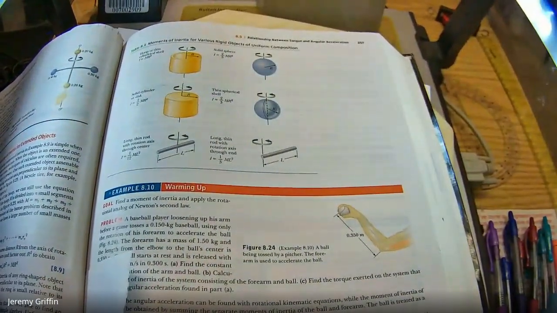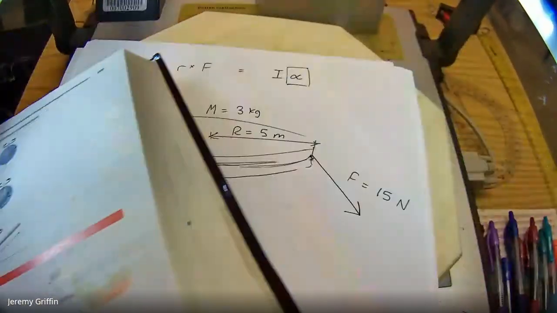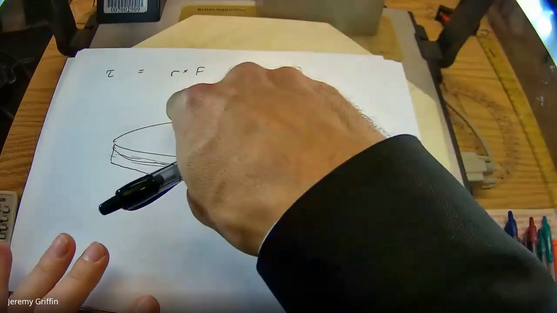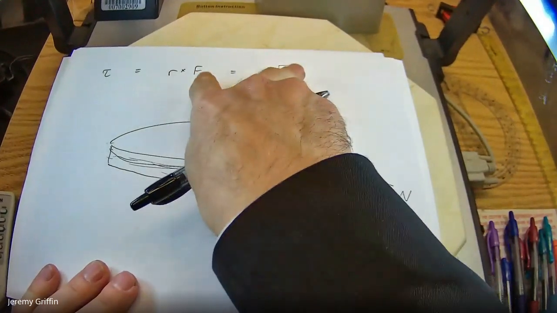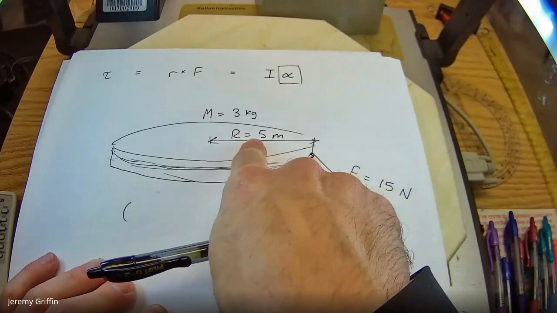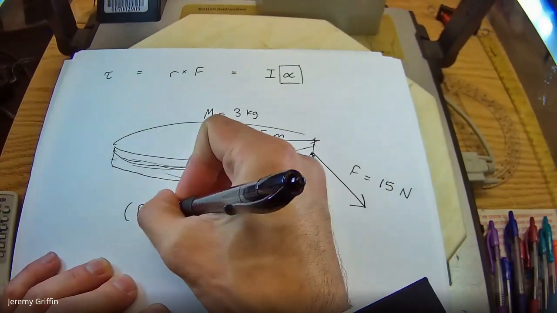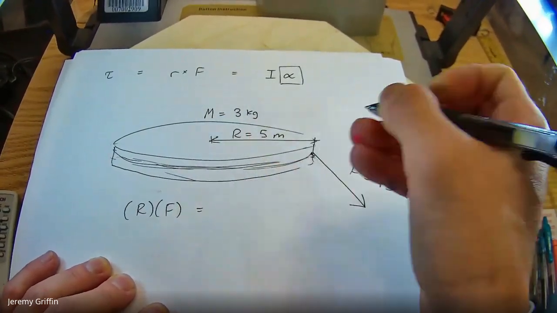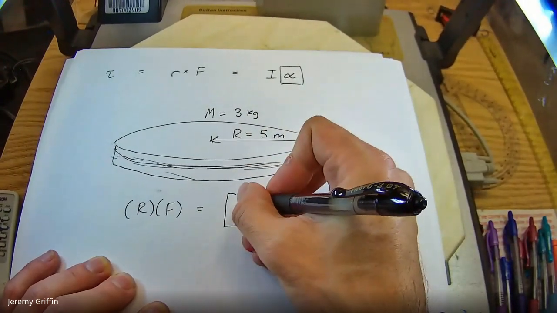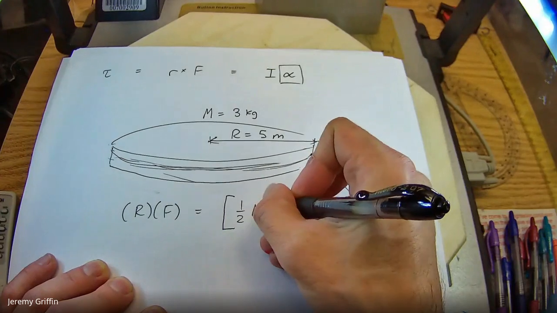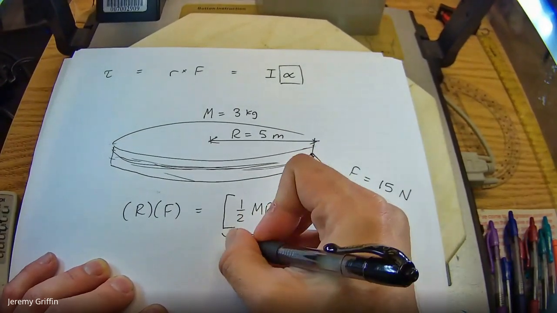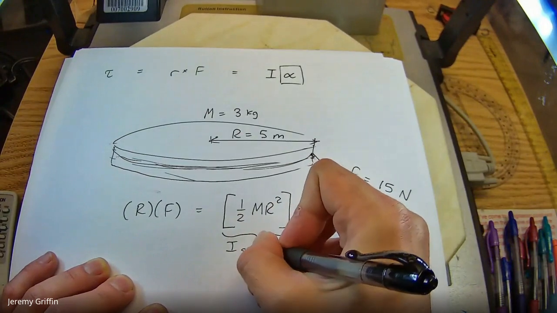The different tables, same result. Okay. So I can say then that, actually, let me take this down here. Okay. So R times F, so R F, and they're already at 90 degrees to each other, is equal to... Now instead of I, I'm going to replace that with 1/2 mr squared, because this is the I value for a solid cylinder.